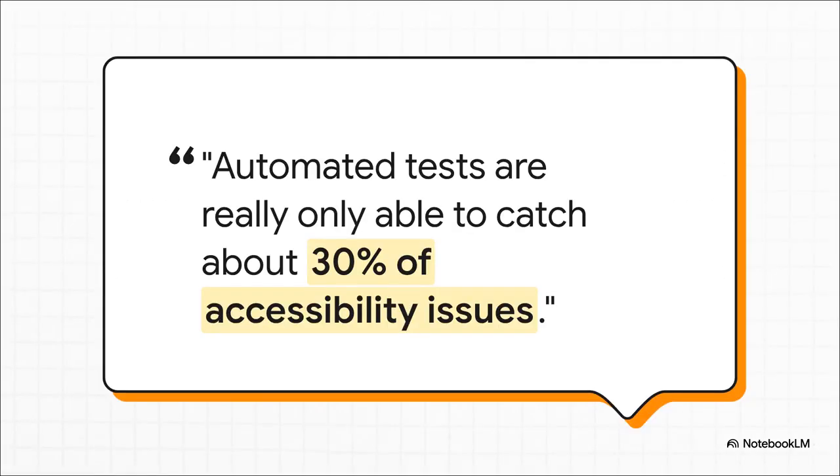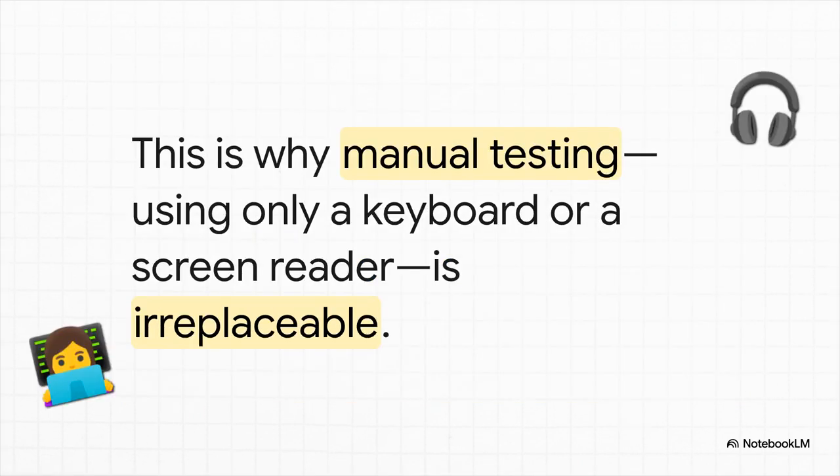But, and this is a huge but, automated tools have a massive blind spot. One expert put it perfectly. They can really only catch about 30% of the actual accessibility issues. And why is that? It's because they can check the code, but they can't check the human experience. An automated tool can tell you, yep, there's a button here, but it has no idea if that button's label makes any sense or if it's in a logical place. And that is why there is absolutely no substitute for manual human testing.